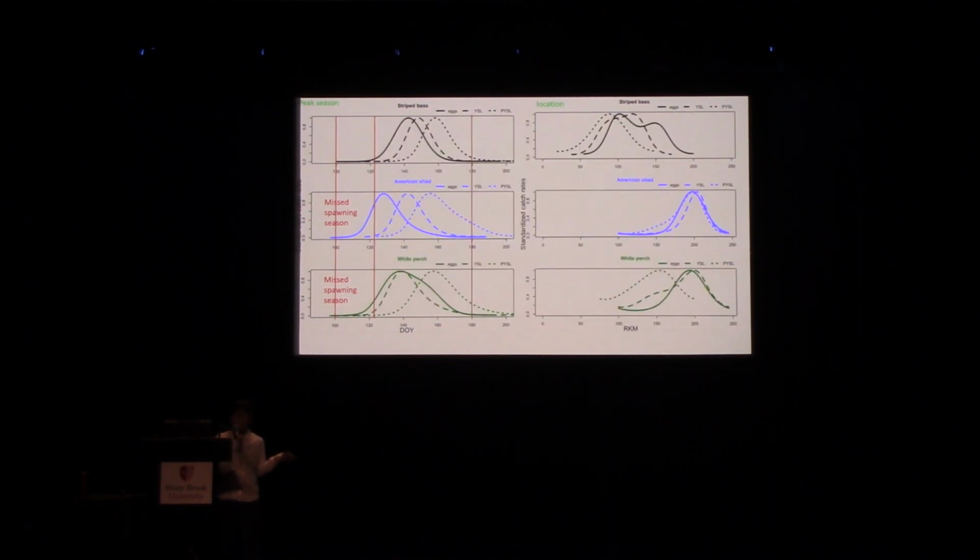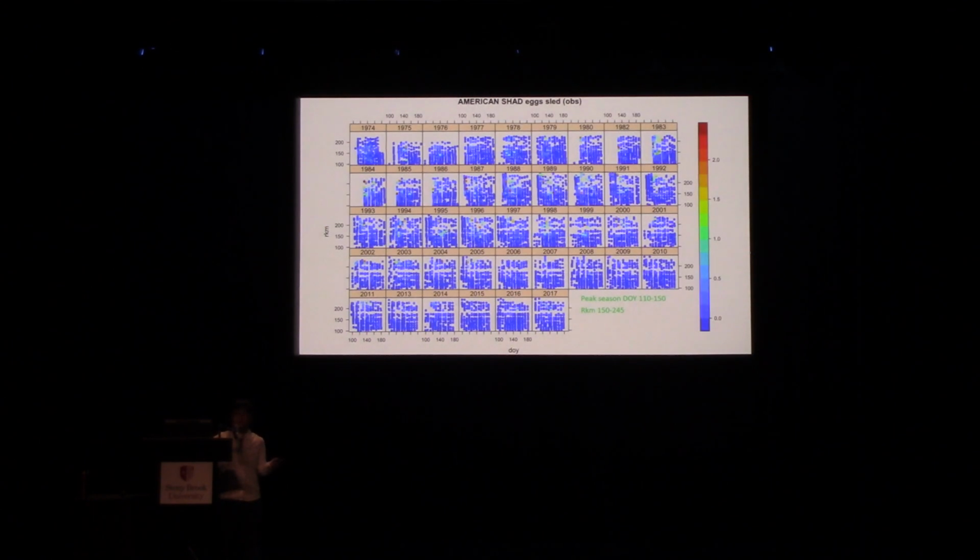American shad and white perch distribute in the upper Hudson between river kilometer 150 and 245. But the sampling intensity was lower in this area. So this is what happened to shad. These are American shad egg observations. The x-axis is day of year and the y-axis is river kilometer. These are the missed spawning season we were talking about, and these are the missed survey areas in early years.